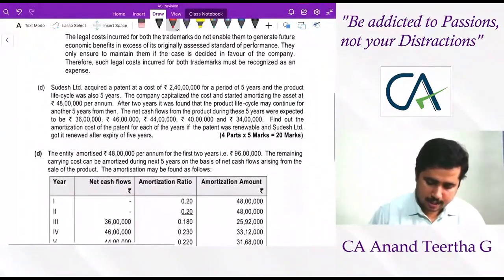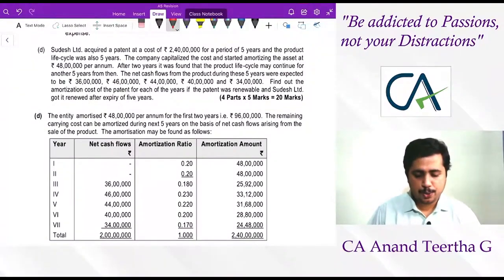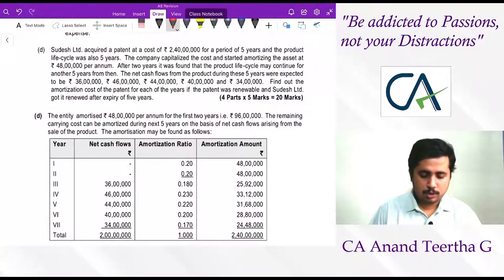Next, the next question. Sudesh Limited acquired a patent at a cost of rupees 2 crore 40 lakh for a period of 5 years, and the product life cycle was also 5 years.